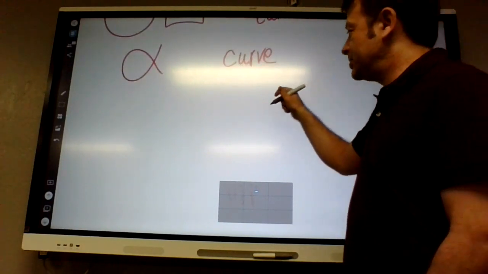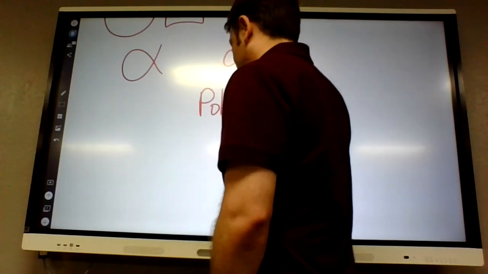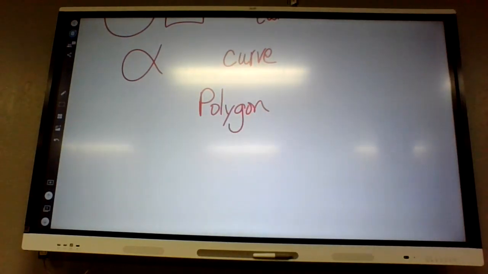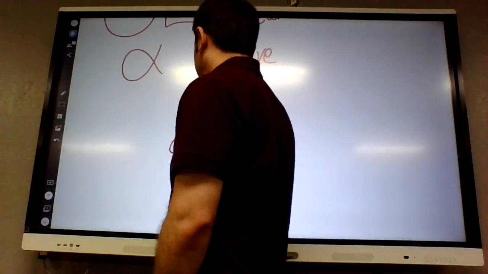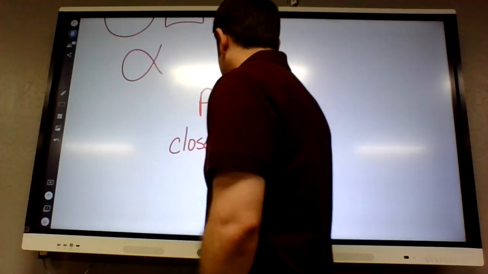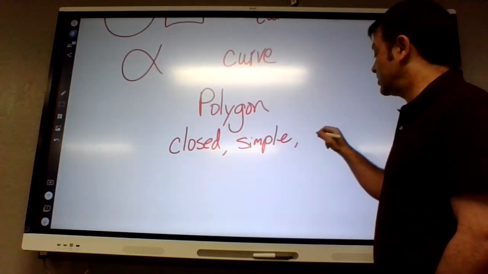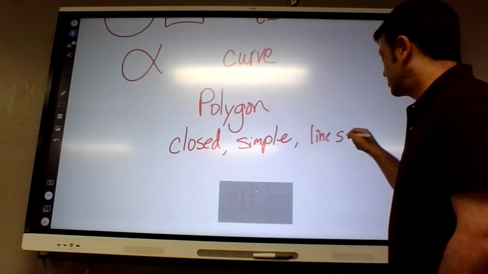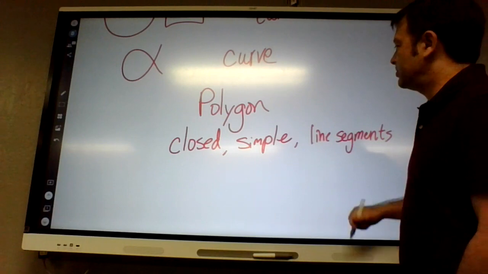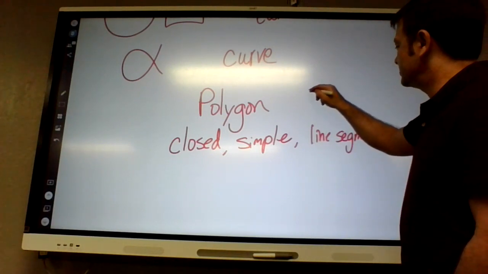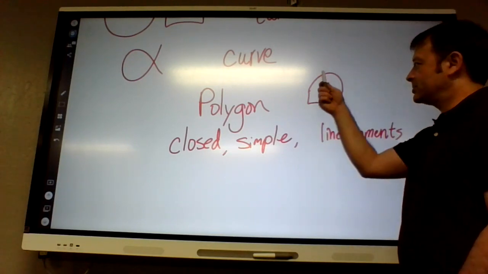So, a polygon. You guys know what a polygon is? Kind of, yeah. It's specifically a shape with straight edges. But a polygon has to be closed. Has to be simple, and it has to be made of line segments. So it has to have straight edges, in other words. So if I do this, that's not a polygon because it's not line segments up there.